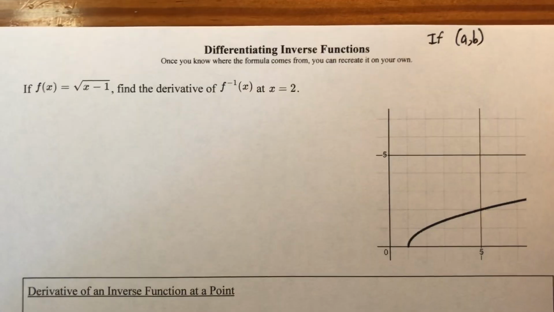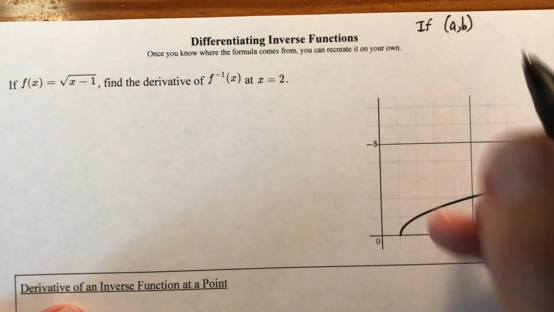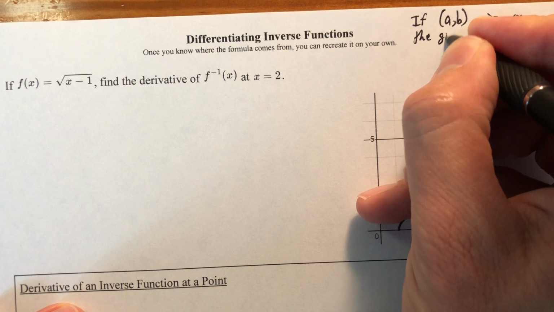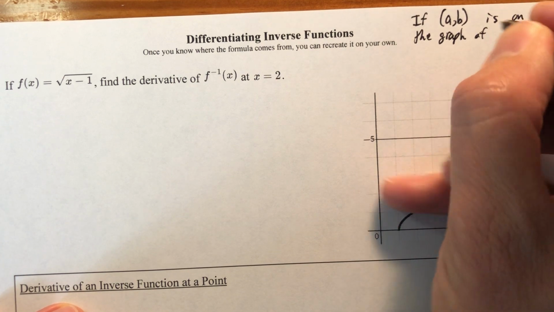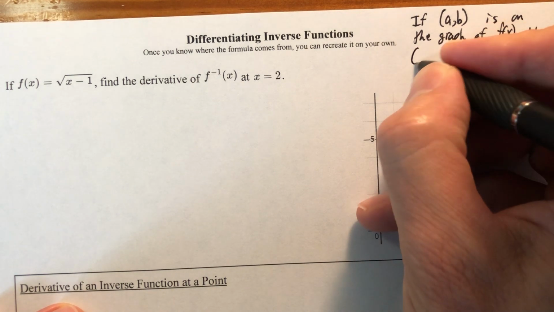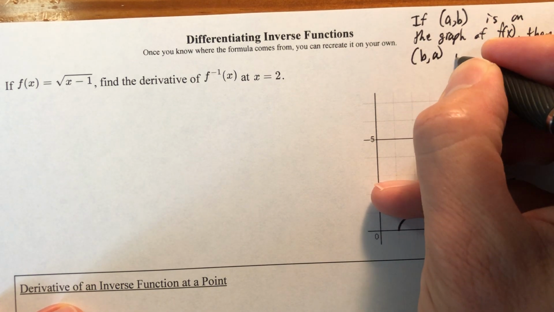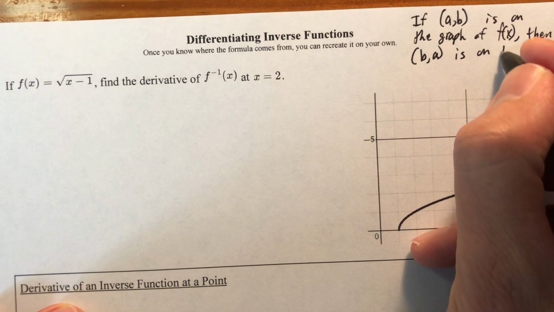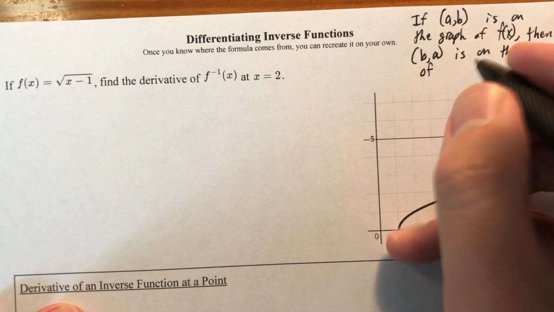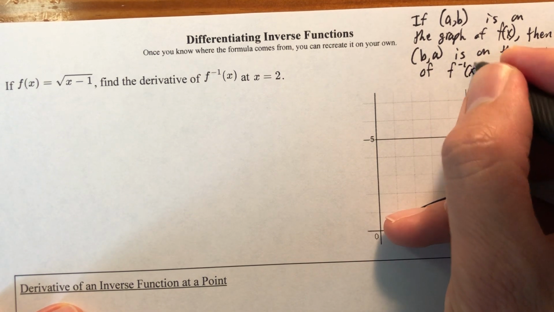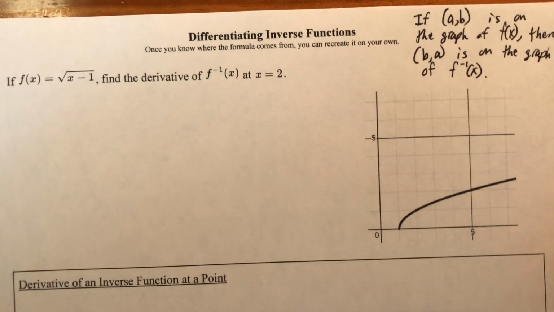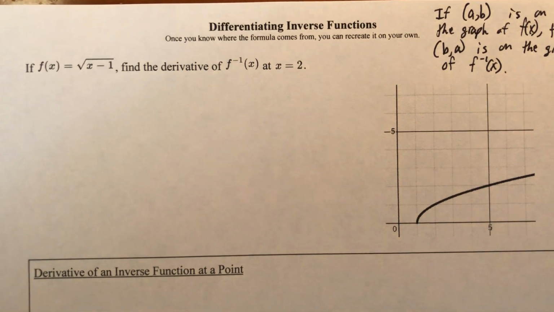Oops, bumped my camera, sorry. If (a, b) is on the graph of f, then (b, a) is on the graph of f inverse, because inverses inherently switch x and y. All right, so knowing that, let's get started.